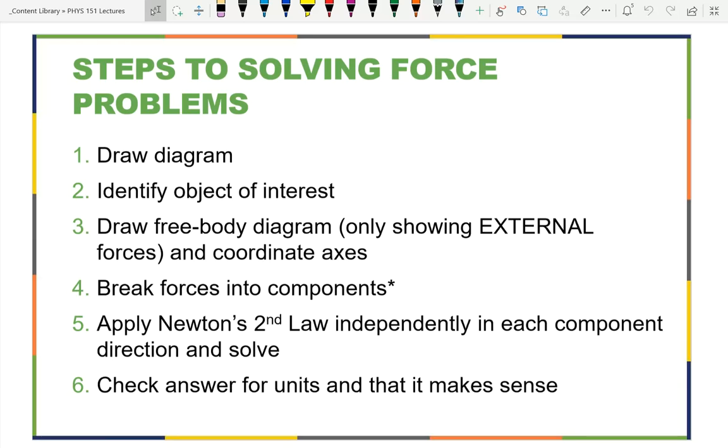Then you draw a free body diagram for your object. All you care about is the object, and you only show external forces.